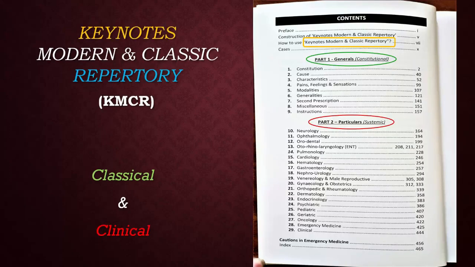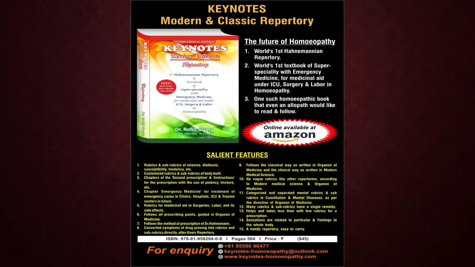It's nothing else, it's KMCR, Keynotes Modern and Classic Repertory. You can see the contents where both ways are used according to cases, classical and clinical. It requires a very small number of rubrics and sub-rubrics for prescribing medicine in a very short time. Generally, 2 to 3 rubrics or sub-rubrics help in the selection of a single remedy, and most of the sub-rubrics have a single remedy for a prescription.